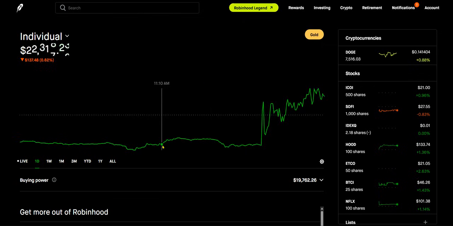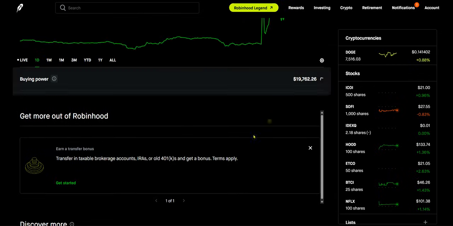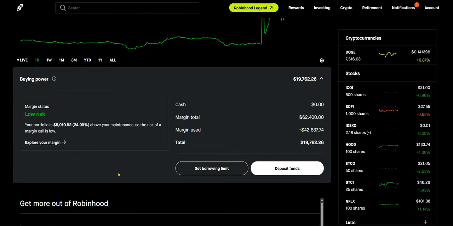$5,221. All right, you can see our buying power is at 19,762. Total margin available for use is 62,400. We're currently at use of margin at $42,637. Our portfolio buffer is at 24%.